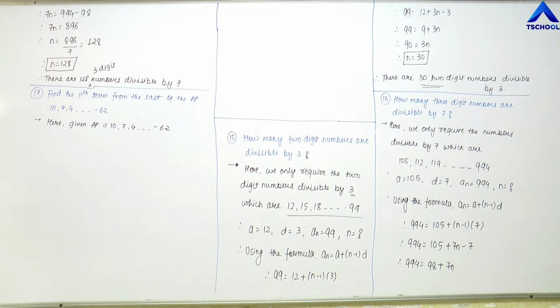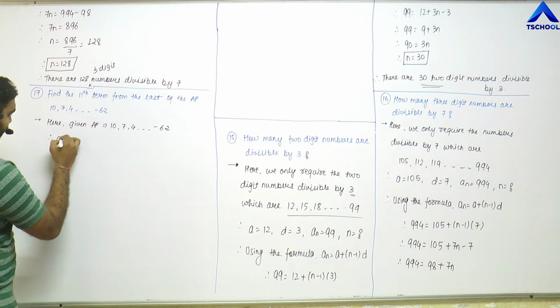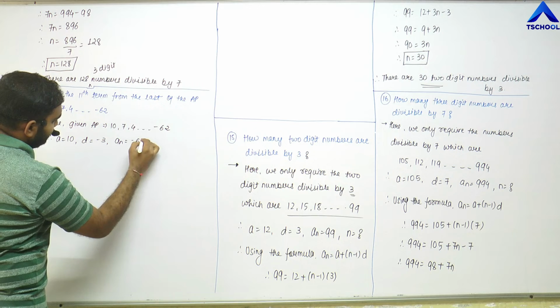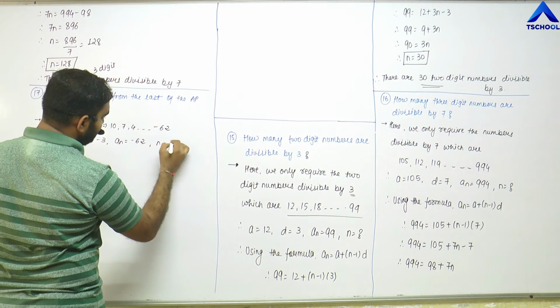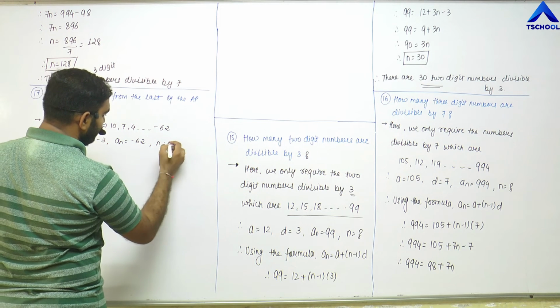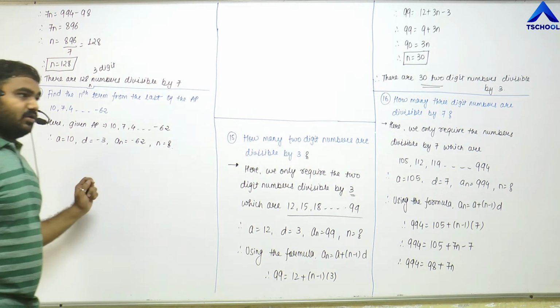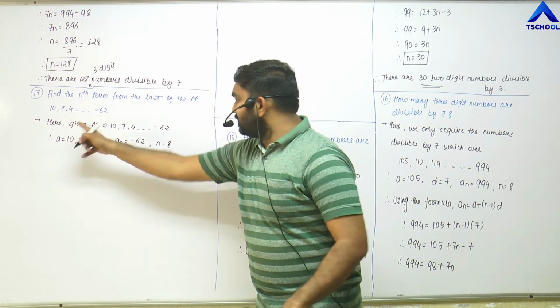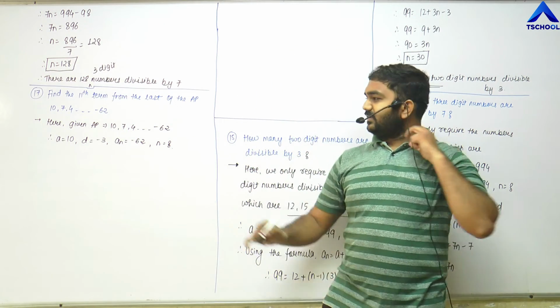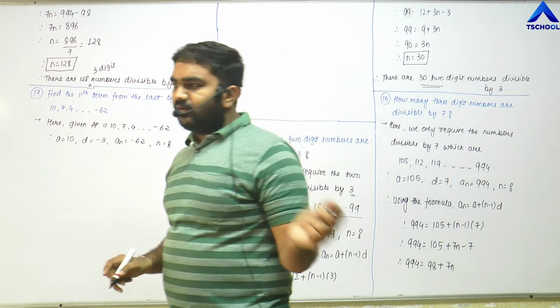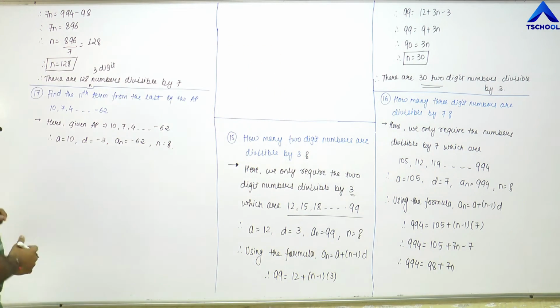To find the 11th term from the last, first of all let us find the total number of terms. So we have a equals 10, d equals minus 3, an equals minus 62, for which we shall find n. Friends, don't take this n as 11, because the 11th term is from the last, and the n that we get here is from the first.